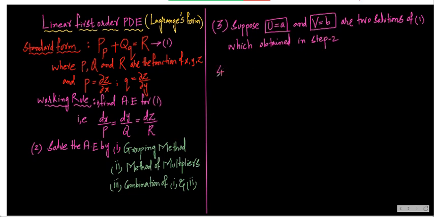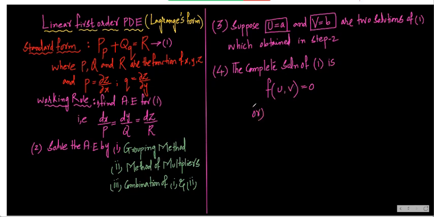Now the fourth step, this is the last step. The complete solution of equation number 1 is a function of the first solution, we are going to call it u, and the second solution v, equal to 0. We have to write our solution in this form: f of u, v is equal to 0, or this can also be written as f of a, b, because u we are giving the name a and v we are giving the name b. You can write like this also.